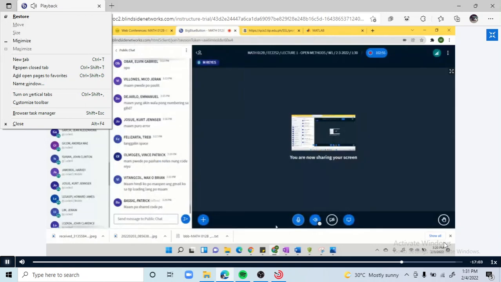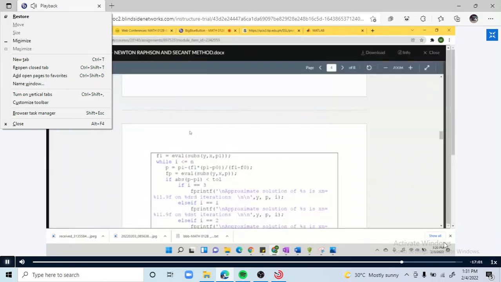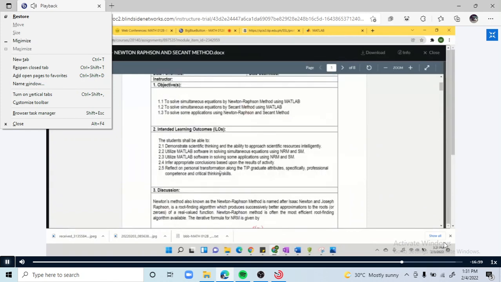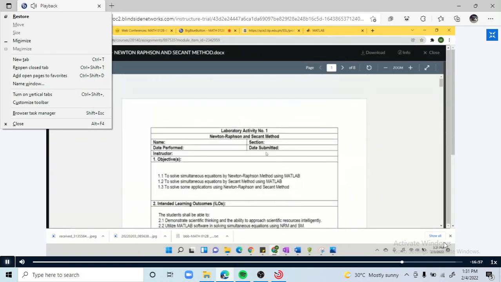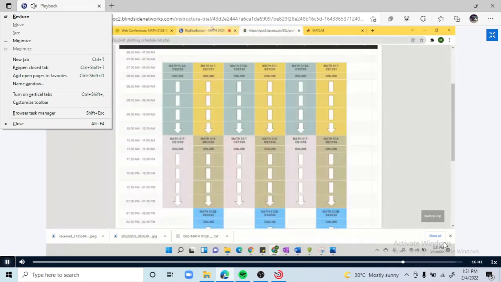Shared code. Nasa activity sheet yan. Ayan. Pinublish ko na yan para makita nyo na. I-due date ko to ng Tuesday na lang siguro. Due date ko ng Tuesday. Nalagyan ko ng due date mamaya.